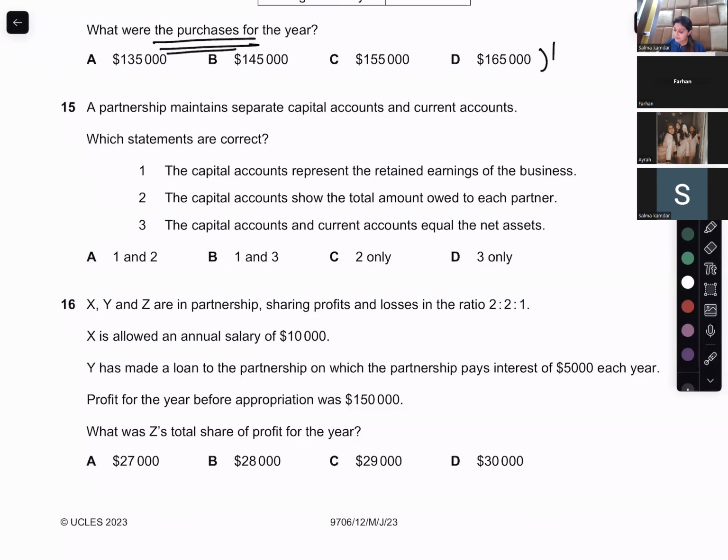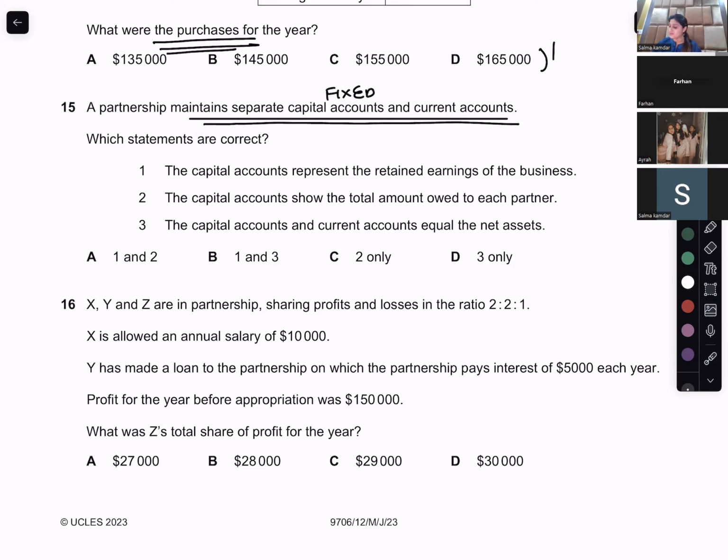Can you read this, Farhan? Yeah. So a partnership maintains separate capital accounts and current accounts. When you make a separate capital account and a separate current account, what does this mean? Which capital account method are you following? Fixed capital method or fluctuating capital account method? You're making two accounts for capital, na? That means your capital account is fixed.